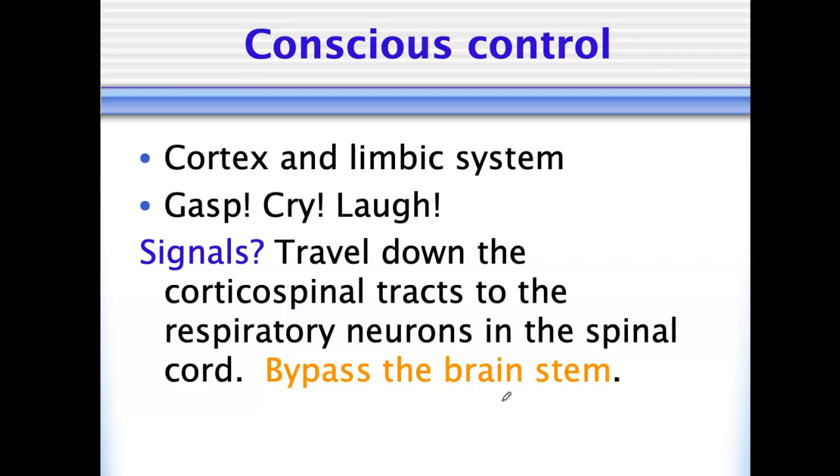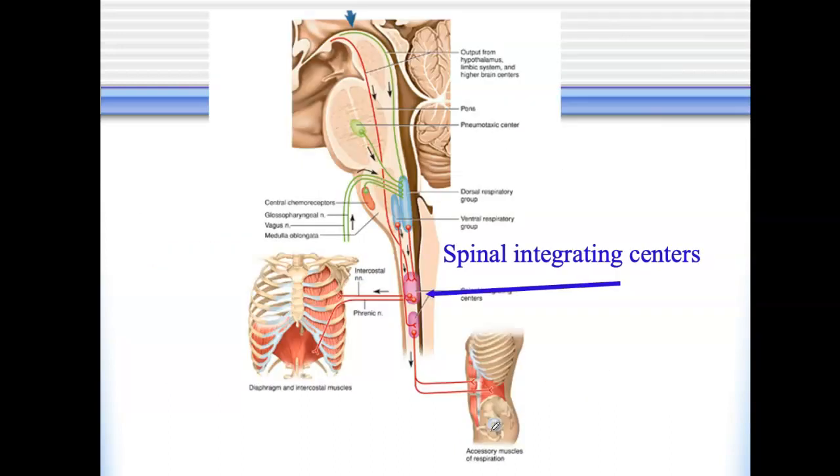And they travel down the tracks. We didn't talk a lot about these tracks. These are the freeways, I call them freeways, down the corticospinal tracts to the respiratory neurons in the spinal cord. So you need to tell the respiratory neurons that you need to breathe, but they totally bypass the brain stem. It's very interesting. So these integrating centers then, brain stems, central chemoreceptors. You don't need to memorize these. I just wanted to give you a visual of how the brain stem is where these integrating centers are found.